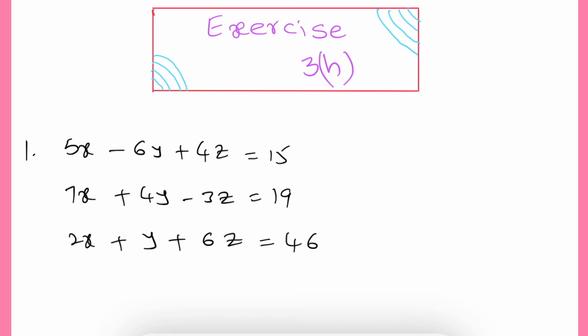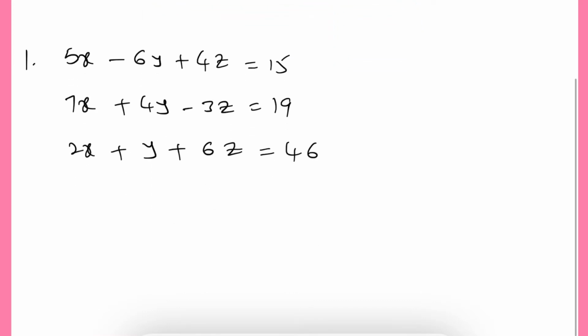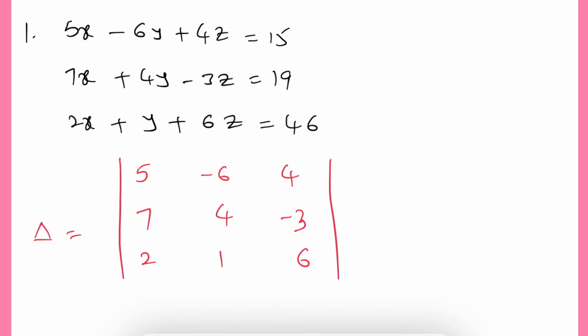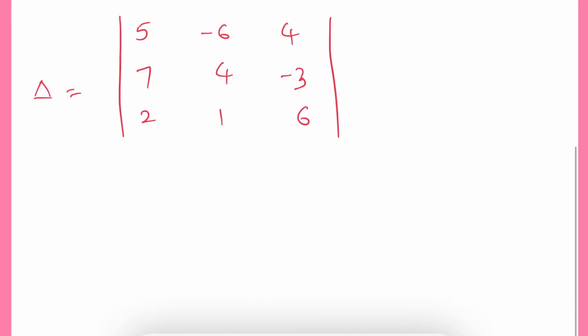So this total exercise, all the 8 problems I am going to solve by Cramer's rule. Okay, so for that, first we need to create one matrix delta, by writing all the coefficients. The coefficients are 5, minus 6, 4; 7, 4, minus 3; then 2, 1 and 6. Now for this matrix we need to find out the determinant. Okay, let us do that then.